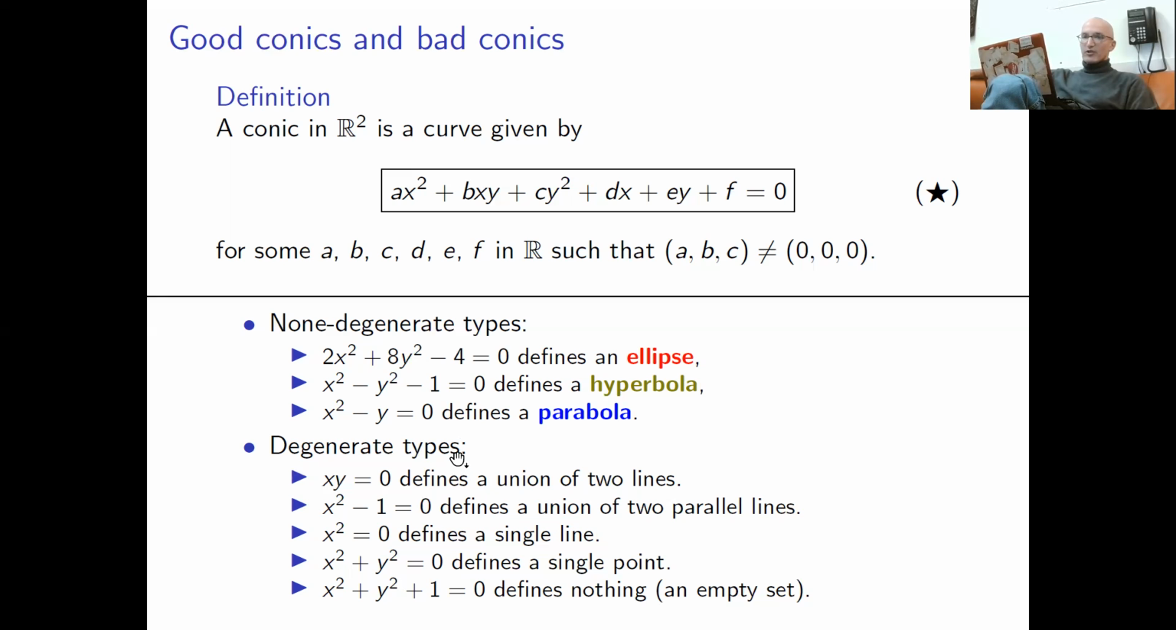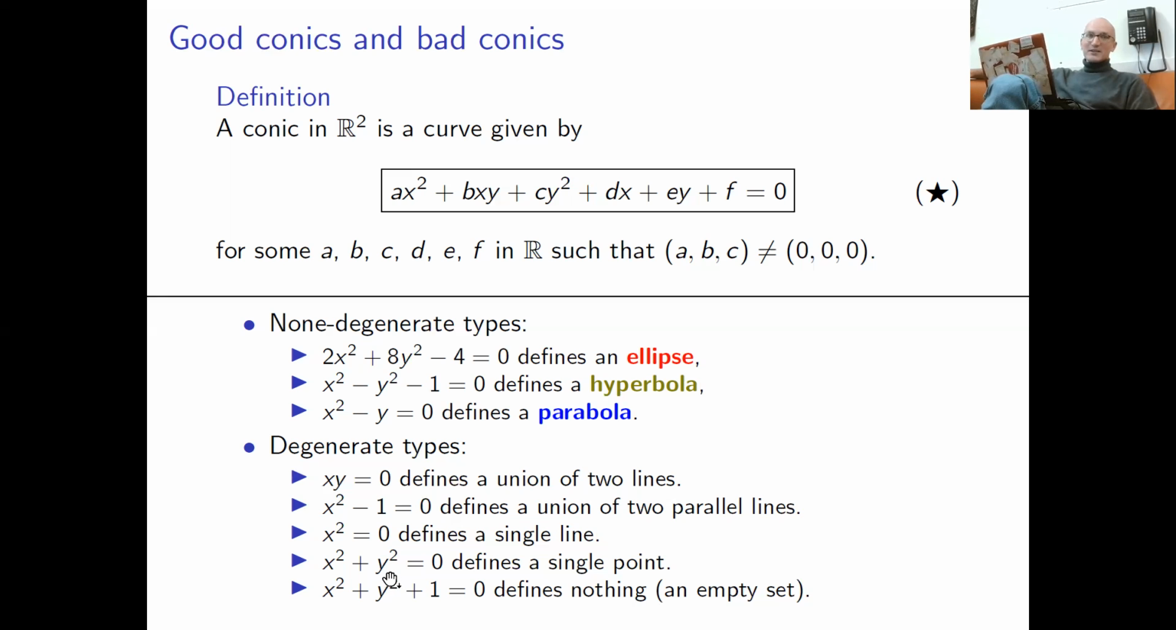Of course, there are other polynomial equations which define the same subsets geometrically. For example, you can consider the equation x squared plus 1 equals 0. This is, of course, also going to define the empty set.